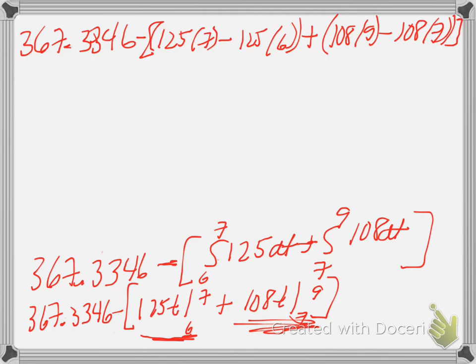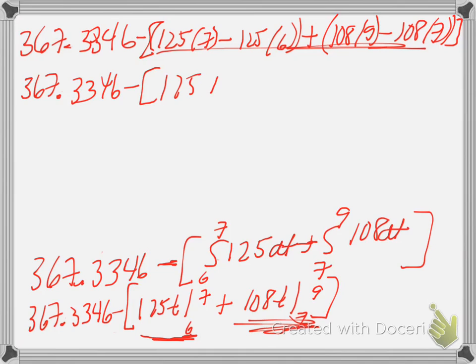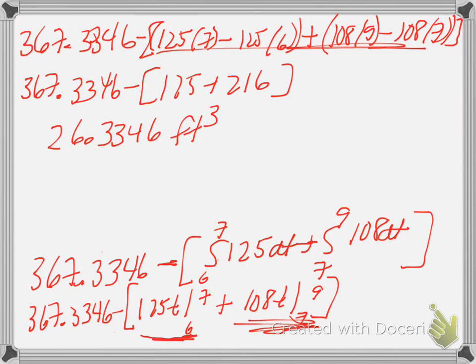Okay, so let's start simplifying. So you get 367.3346 minus, when you work this whole thing out over here, you're going to get 125 plus 216. And when you work all that out, you're going to end up with 26.3346 feet cubed.